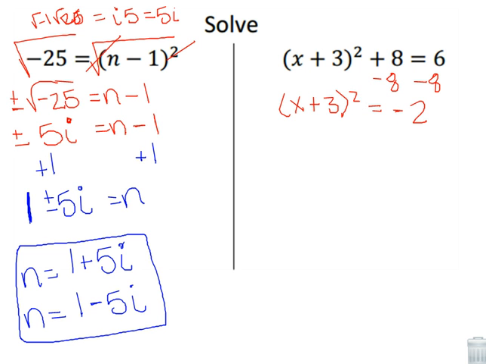We still have some more steps to do. We need to get rid of the power of 2, again, working from the outside in. So square root both sides, boom, boom. We're left with x plus 3.